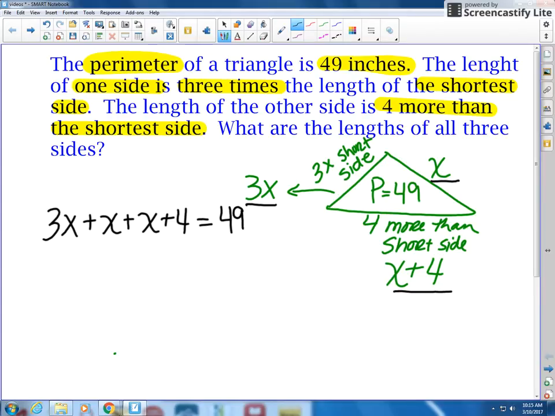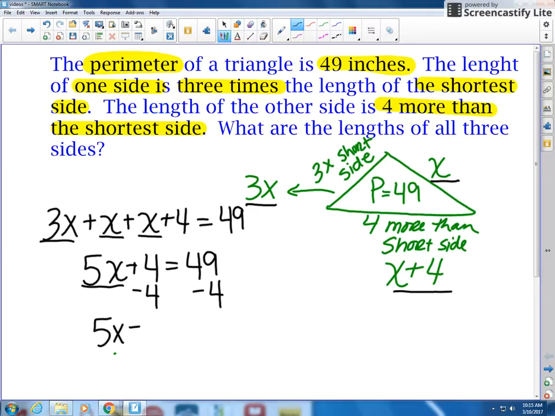Now, knowing what I know about solving algebra, I'm going to count up all my x's. I have 3, I have 1 here, so a total of 5x plus 4 equals 49. Now, I want to get x on the side by itself, so I want to get rid of that 4, so I'm going to flip it to the opposite, and I'm going to do the same on both sides. So now I have 5x equals 45. Now I have x on one side, and I have the unit tiles on the other side. So to find out what 1x is, I'm going to divide both sides by 5 because that's how many x's I have, and x equals 9.